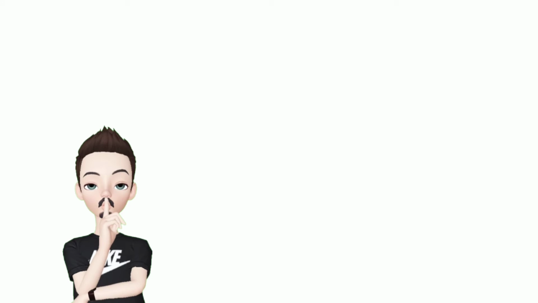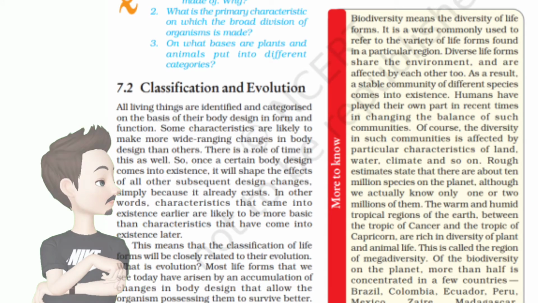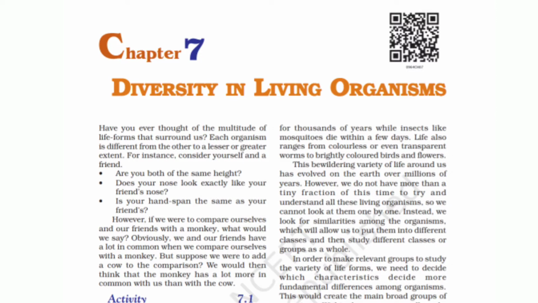Now, taking a few seconds of your time, I have a question here. Like here you can see they have clearly written that biodiversity means the diversity of life forms. So why didn't they just name the chapter biodiversity? I know it sounds stupid, but I'll be glad if you answer it. Well, let's carry on and talk about classification and evolution.